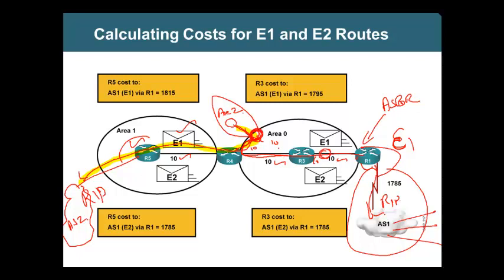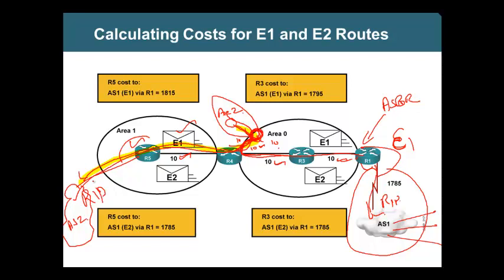Wait a minute, I don't need this. I forgot to calculate this. So you see, if you go this way, it is 10 plus 10 plus 10, 30. But if you go this way, it is 10 plus 10, that's all, 20. So when you put E1, all area 2 routes will go via this way.